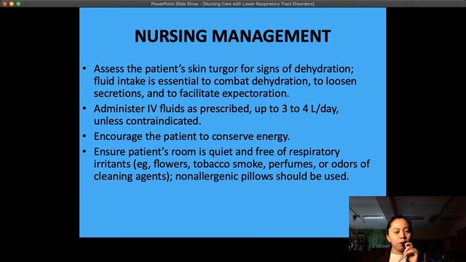And then ensure patient's room is quiet and free of respiratory irritants. So, itong mga visitors, please lang, signa, ha? And may mga asthma, bawal hin flowers, bawal hin magsigarilyo, bawal hin perfumes or odors of cleaning agents, mga Zonrox, mga Domex, and non-allergenic pillows should be used kasi nakaka-trigger and, asthma attack.